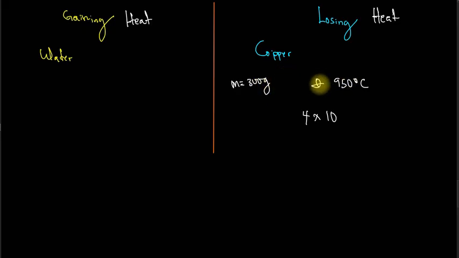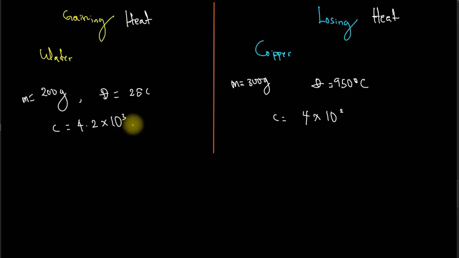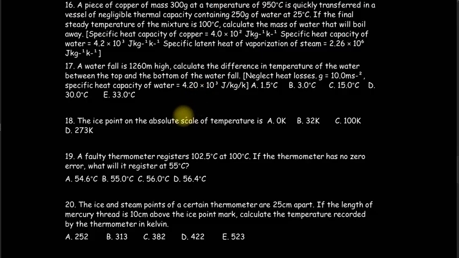Temperature, 350 gram. Specific heat capacity is 4 times 10 to the power 2. Then for water, water is 200 gram. And then temperature is what? I recall 25 degrees Celsius. What about specific capacity of water? Specific capacity of water is 4.2 times 10 to the power 3, as given in the question. Is that right?